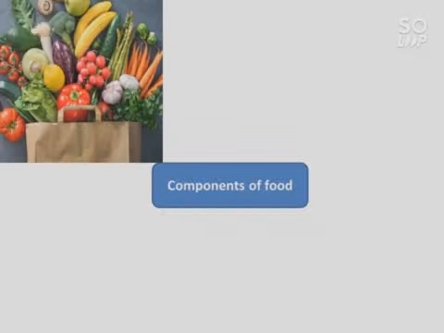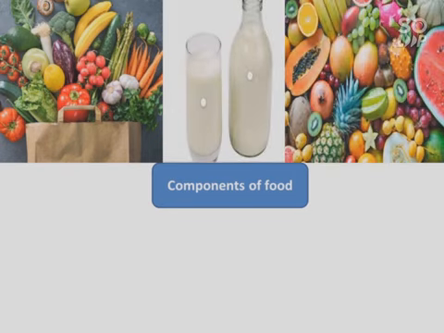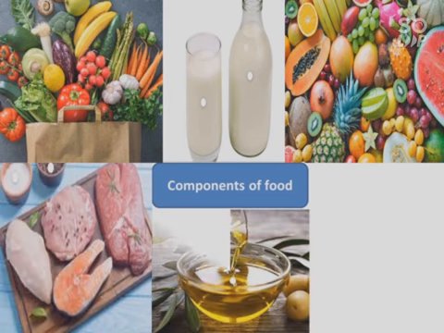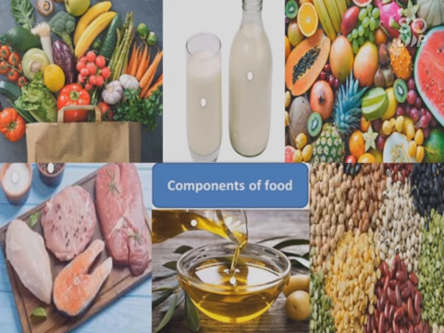The components of food which provide nutrition to our body include vegetables, milk, fruits, meat, oil, and cereals. Any nourishing substance that is consumed to produce energy in order to sustain life is called food.